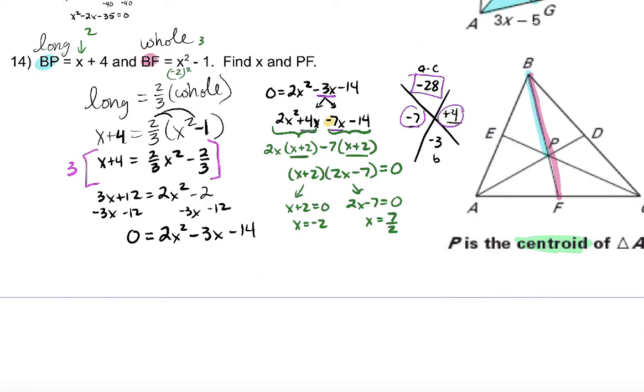We can also plug in that 7/2. We would get positive values, so I felt pretty good about that one anyways. But there are 2 answers to this one. They both work.